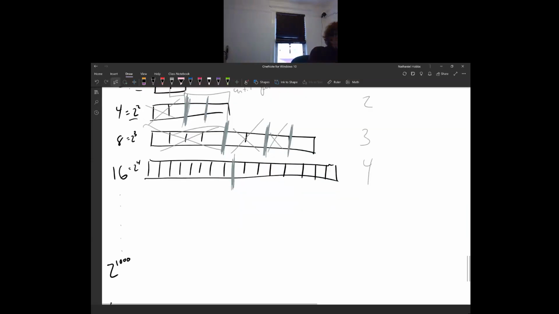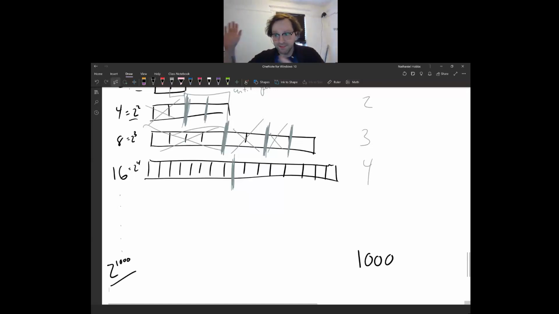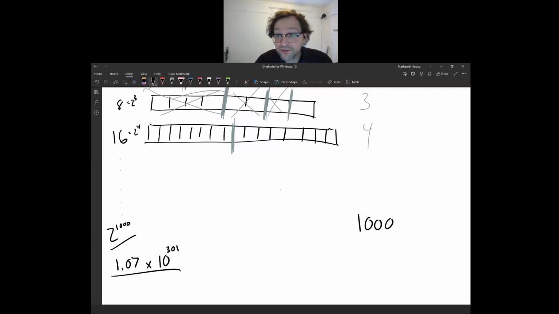Therefore, if you had a number like this, 2 to the 1,000, the logarithm of that is 1,000. So for a linear search on something this size, I don't even know if Google will work with that. Okay. So in decimal, this is 1.07 times 10 to the 301. So this is like a 300-digit number. Okay, it's a big number.